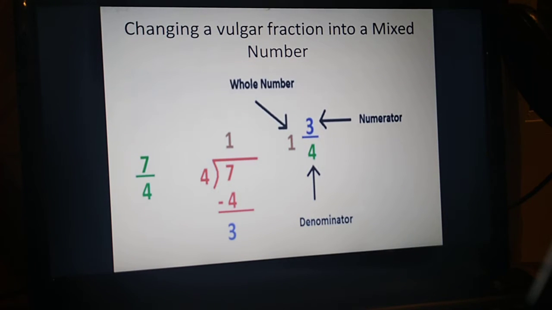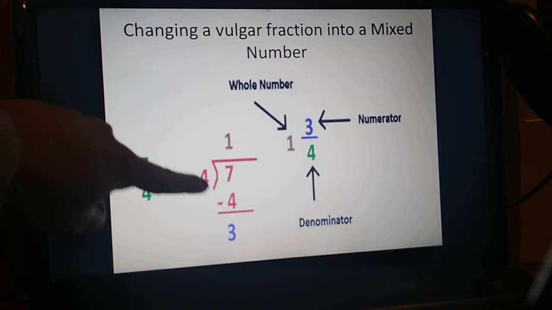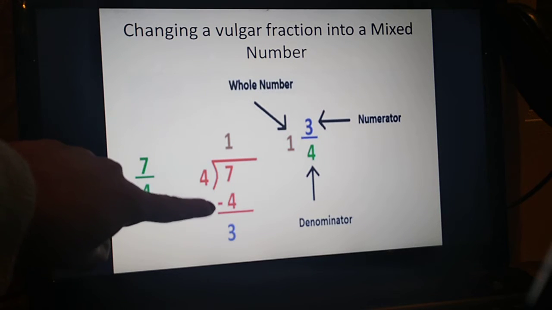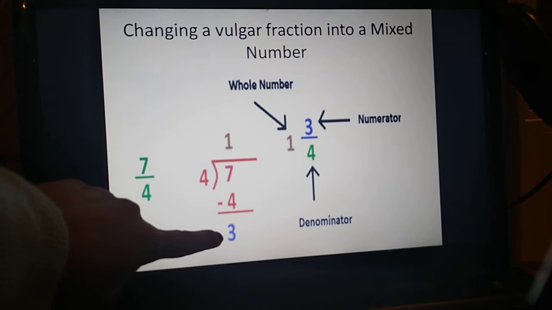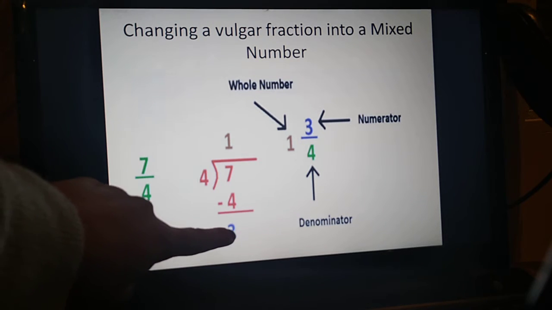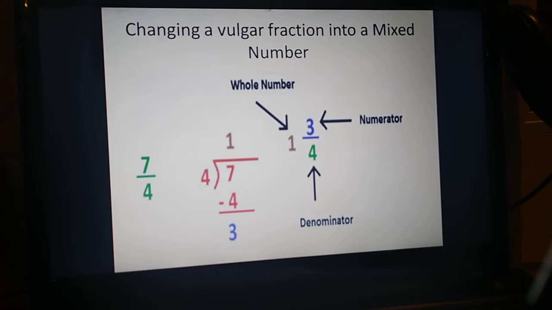Now, in 7, how many 4s do we have? Exactly 1. When we multiply 1 by 4, you get a 4 here. Then you can subtract. 7 minus 4 is 3. That means the remainder is 3. Now, to set things straight, you need to remember a rule.